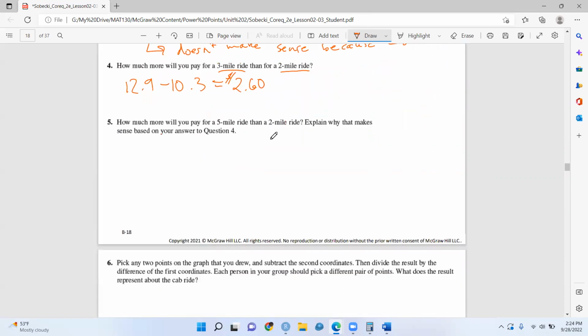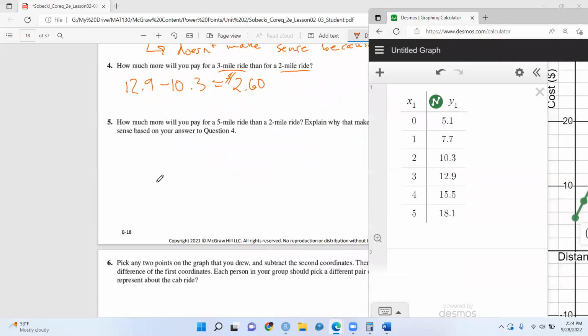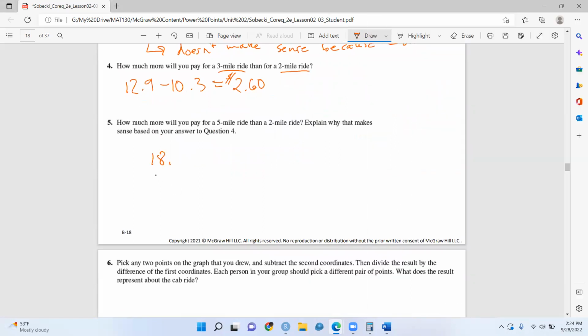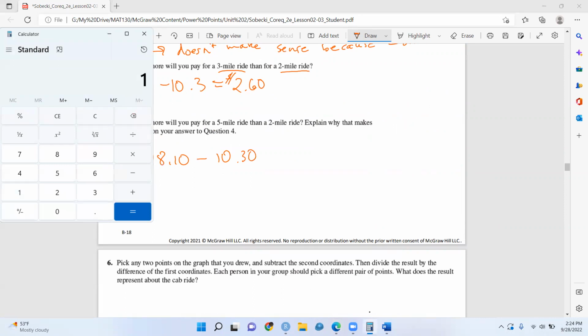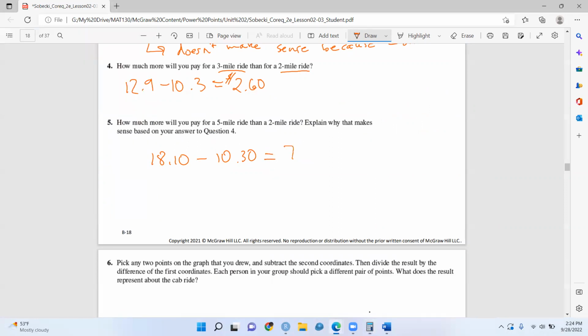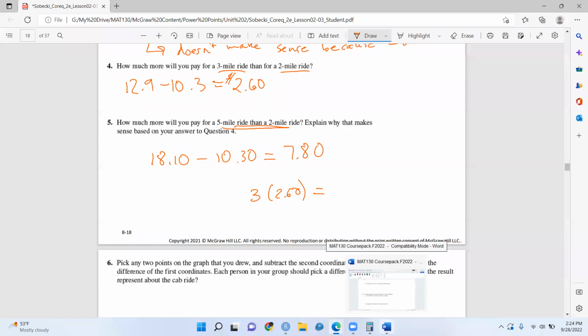Okay, well, what about if we did a 5-mile ride versus a 2-mile ride? Okay, so the 5-mile ride is $18.10. The 2-mile ride is $10.30. So I don't know, what is that? $18.10 minus $10.30 is $7.80. If you think about what happened here, the rate was $2.60 per mile. This is a distance of 3 miles. Let's see, what's 3 times $2.60? Oh, I know, it's $7.80, right? So because it's a fixed rate, we can use that $2.60 to do all kinds of calculations.